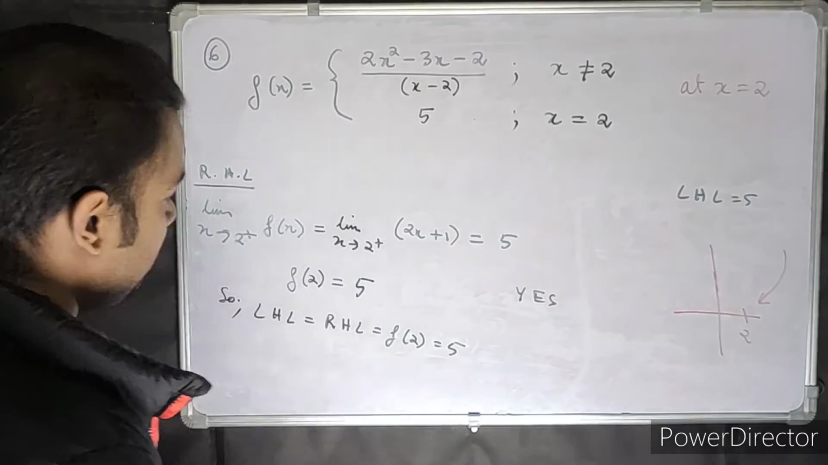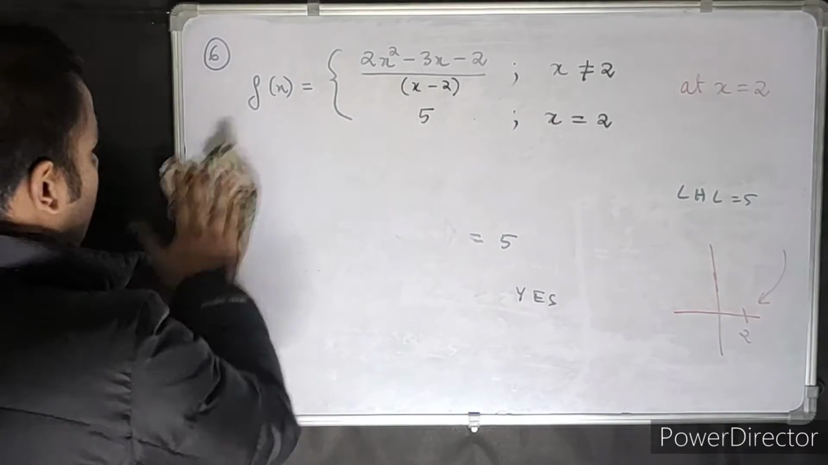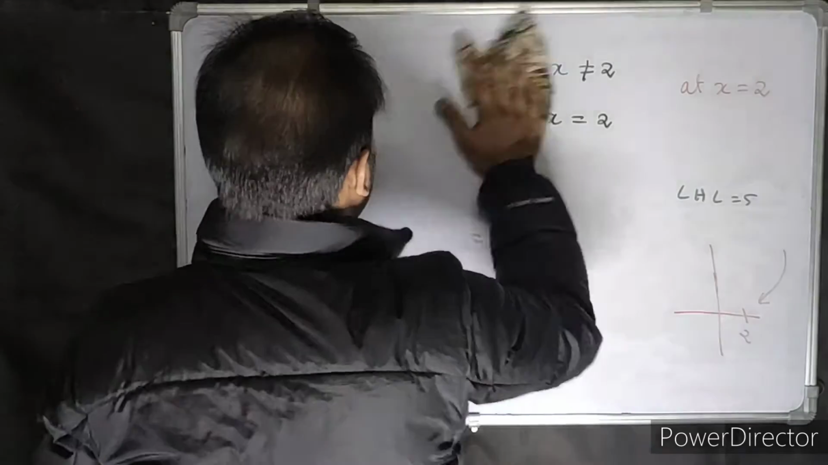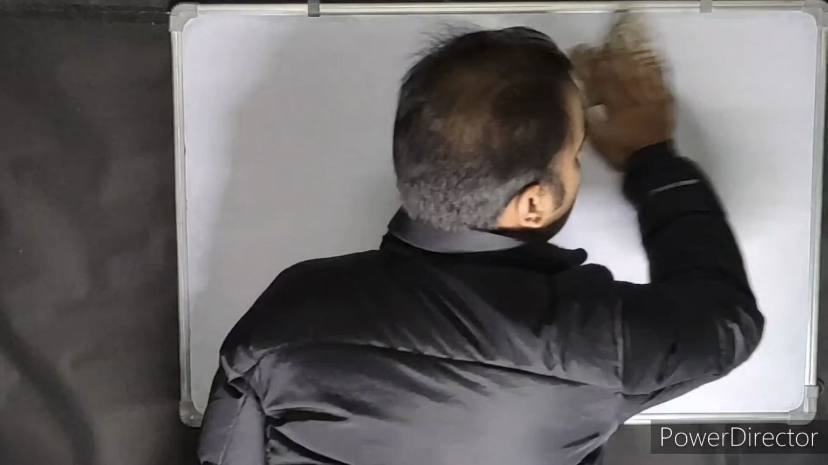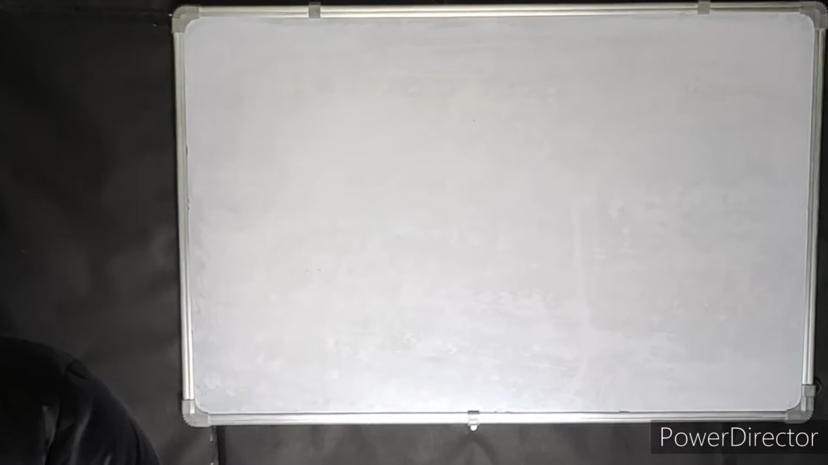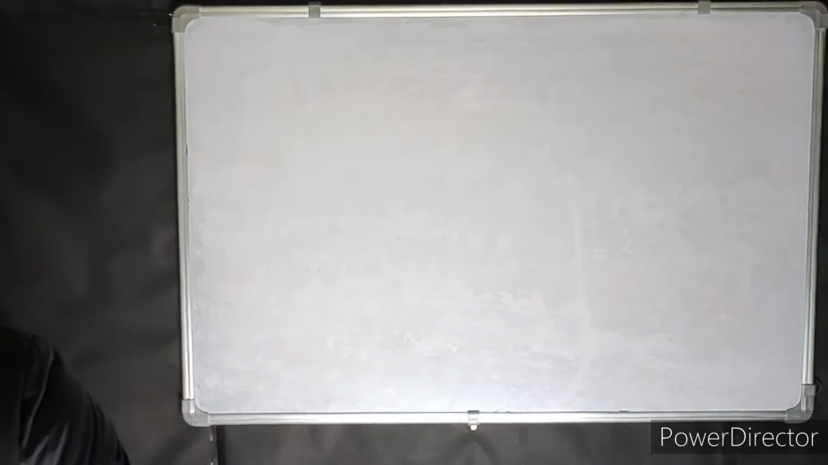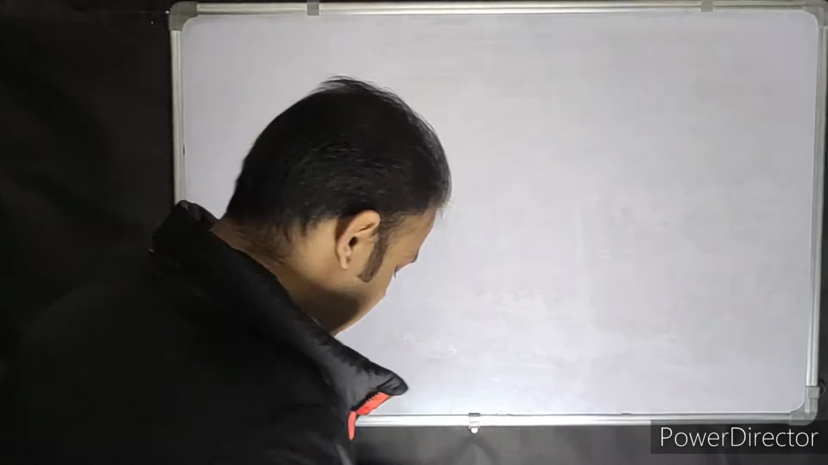Let's go on to question number 7. So this function is continuous. Let me check the answer for you. The function is continuous. Part 1, question number 6, it's written as yes. Yes means the function is continuous. They have written the answer. It's no problem. It's okay.